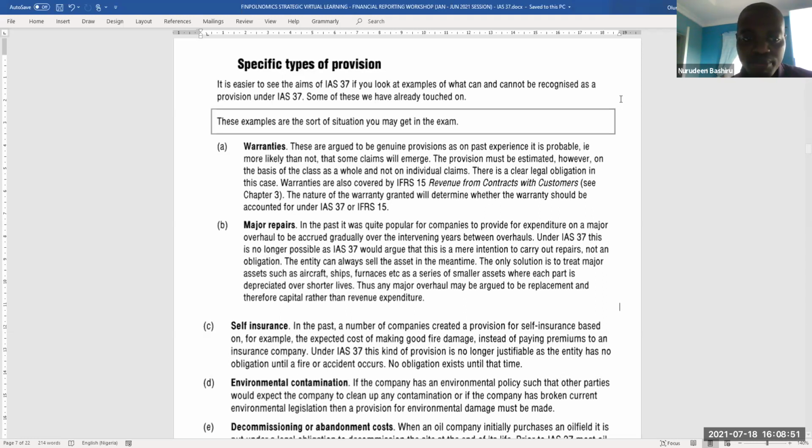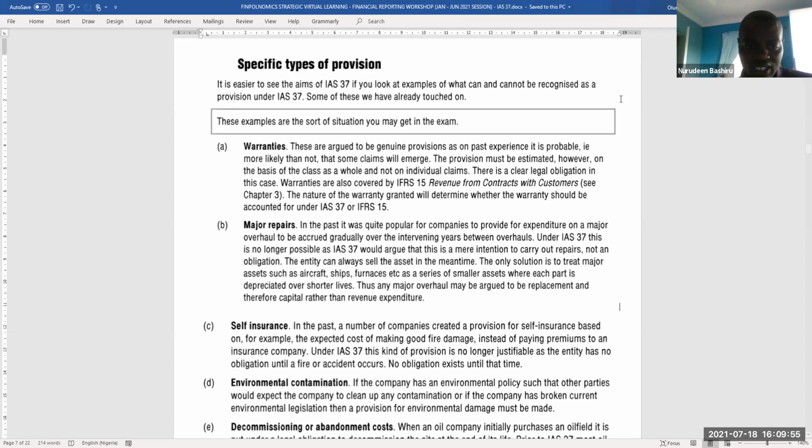The only solution is to treat major assets such as aircraft, ships, furnace, etc. as a series of smaller assets where each part is depreciated over shorter lives. Thus, any major overhaul may be argued to be replacement and therefore capital rather than revenue expenditure. C. Self-insurance. In the past, a number of companies created a provision for self-insurance based on the expected cost of making good fire damage instead of paying premium to an insurance company. Under IAS 37, this kind of provision is no longer justifiable as the entity has no obligation until a fire or accident occurs. No obligation exists until that time.